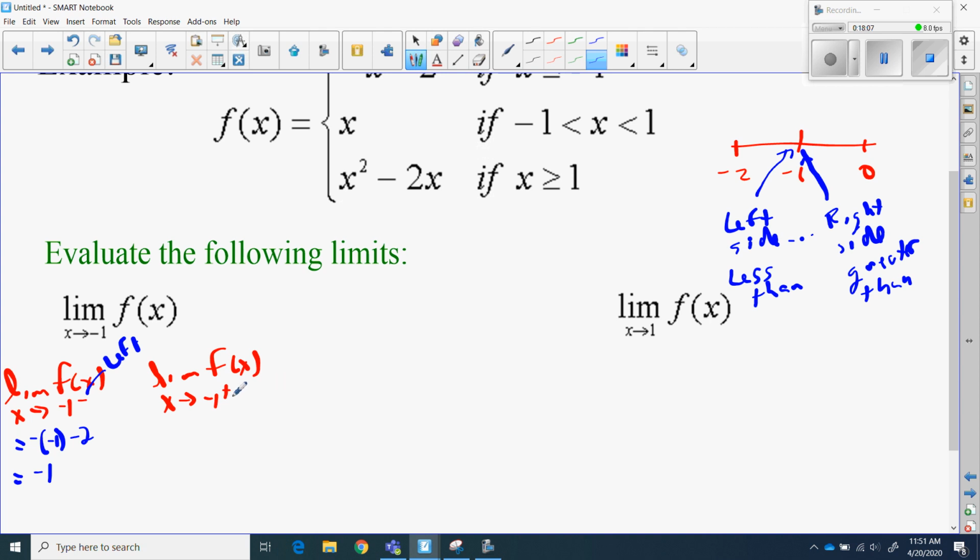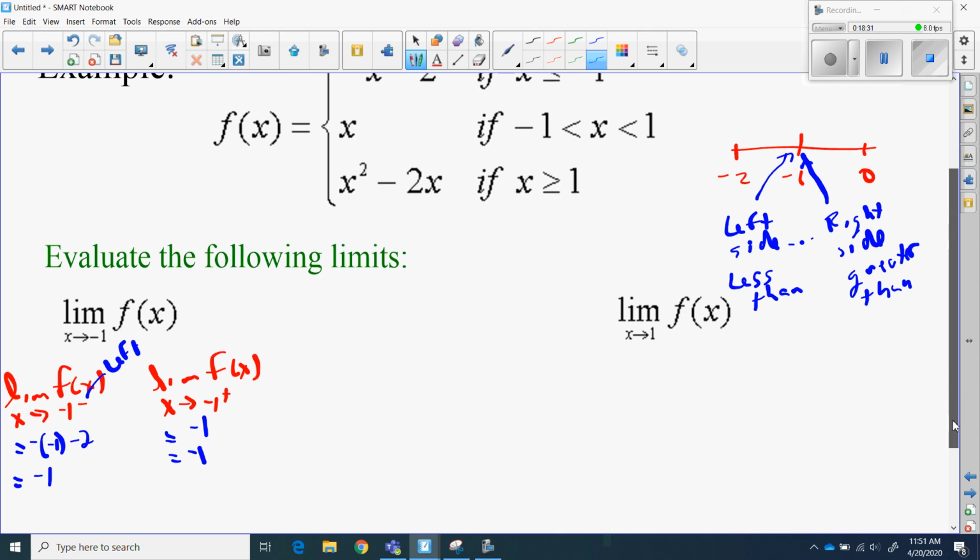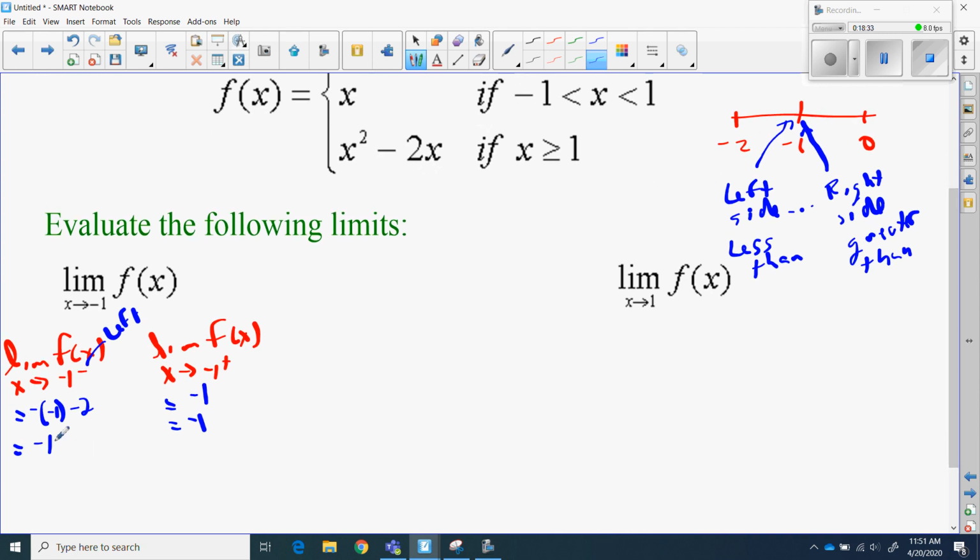Then I'm going to check the right side of -1. So now I'm dealing with x values that are slightly more than -1. If the x values are slightly more than -1, it says right here, if x is greater than -1, you're going to use this piece of the function. So you're going to put -1 in for x, which gives me -1. I now check my two numbers and say, well, they're the same. If they are the same, that is the answer. So the limit of this function as I approach -1 is -1.